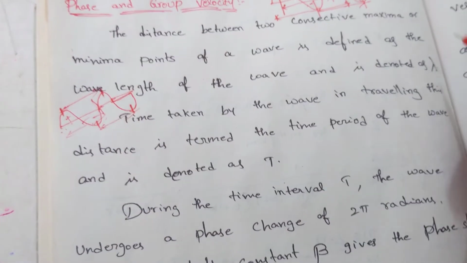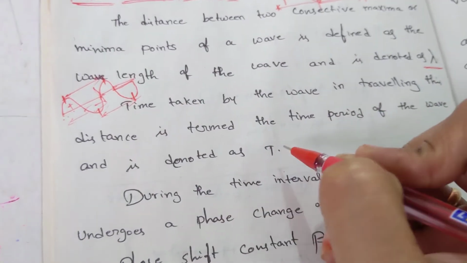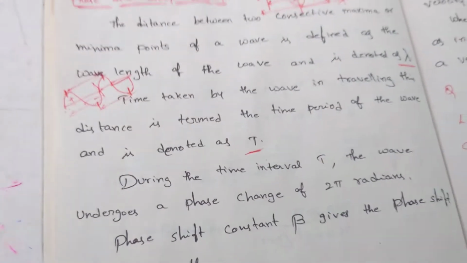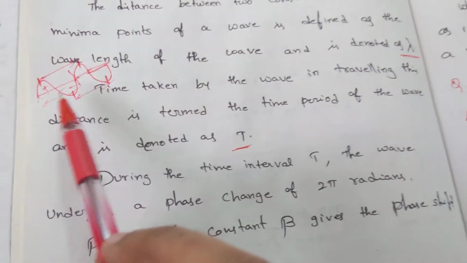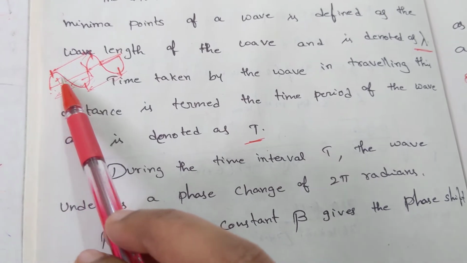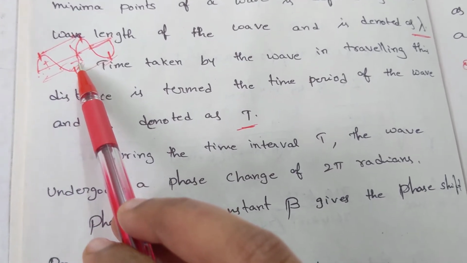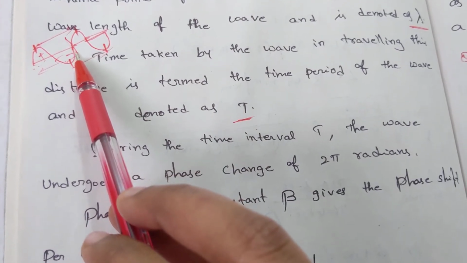So wavelength will be represented with lambda, and time period is given by T. So in the time period T, I can state that starting from here to here, it requires a duration of T. It requires the time period T to complete its cycle.